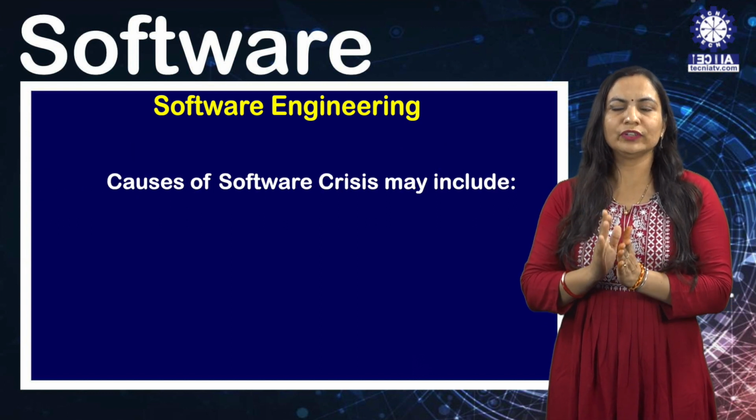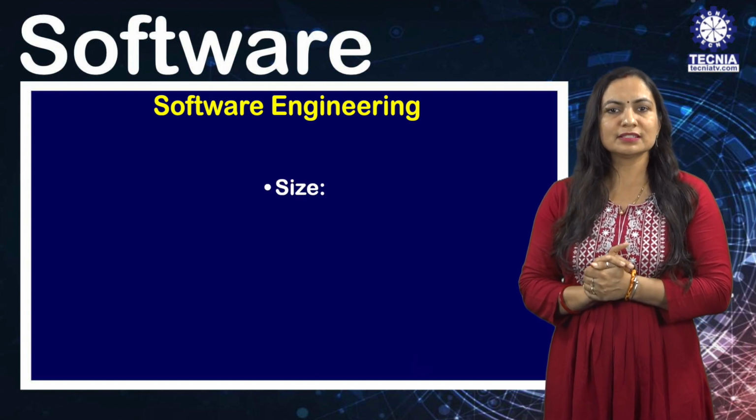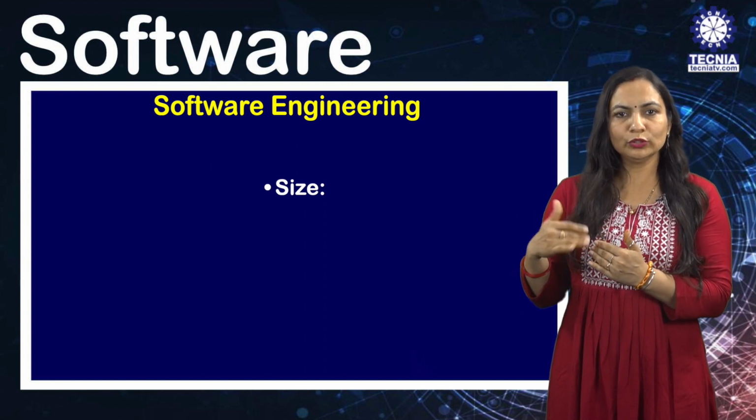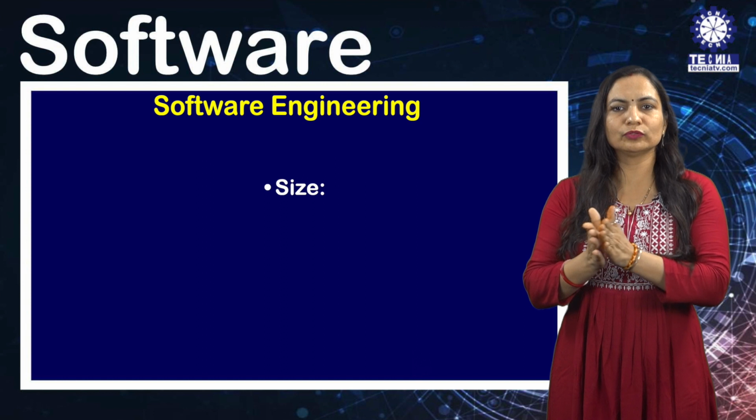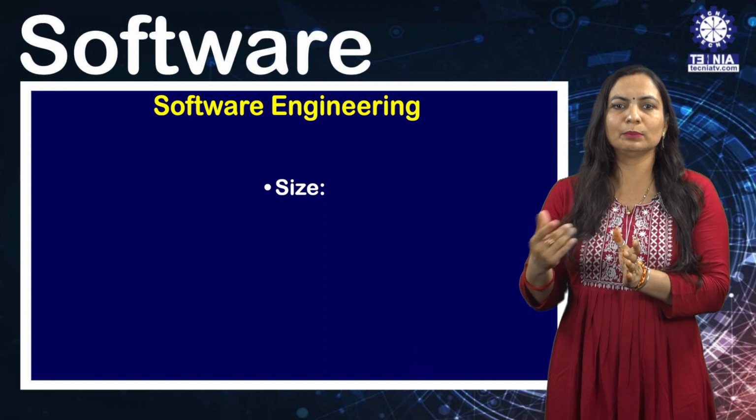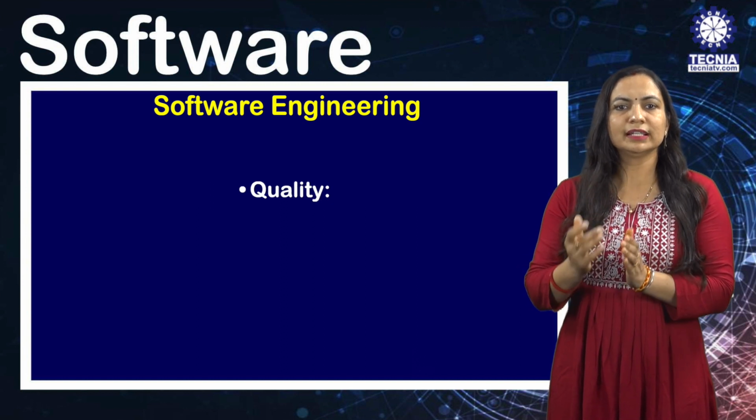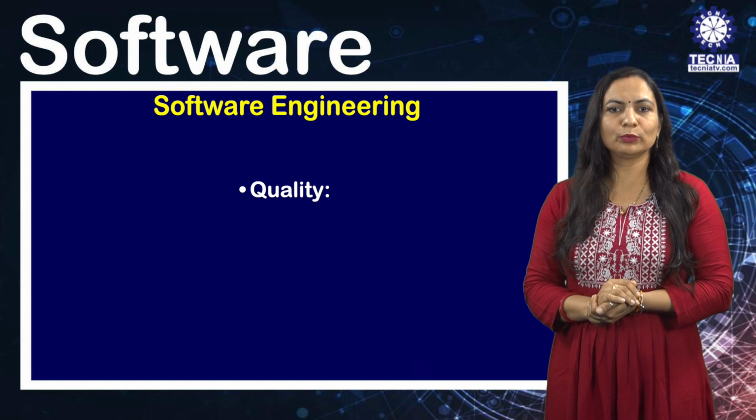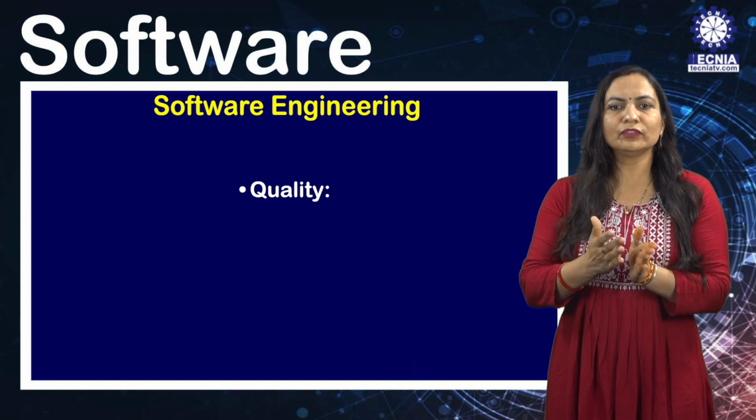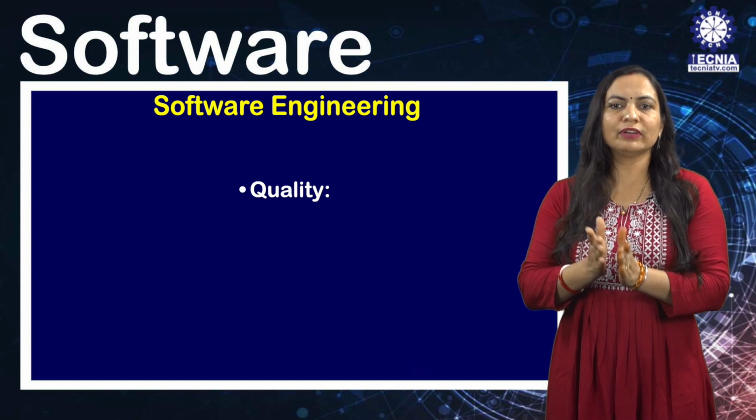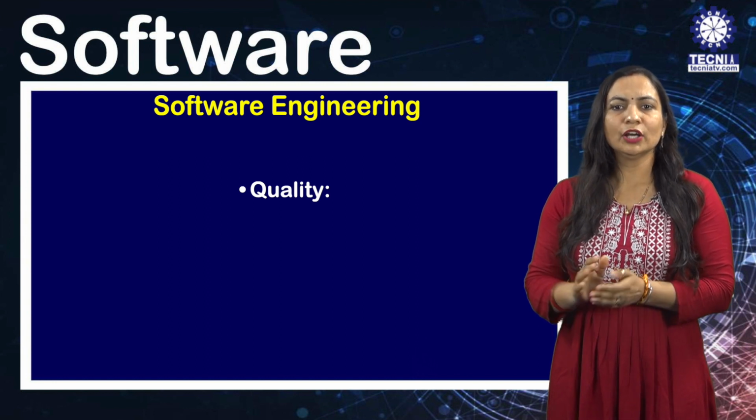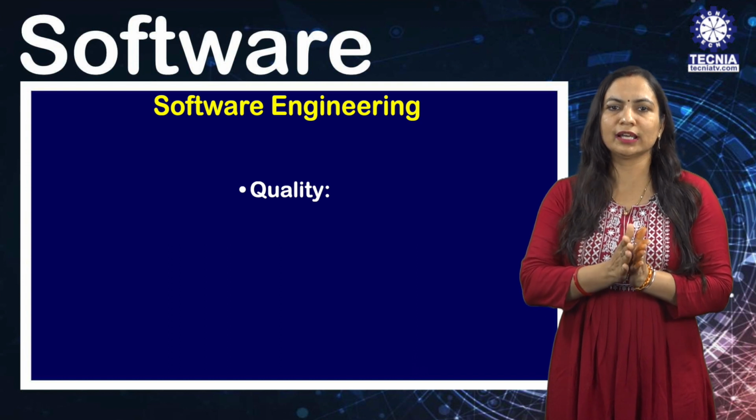The causes of software crisis may include: first is size. Software is becoming more expensive and more complex with the growing complexity and expectation out of the software. For example, the code in consumer products is doubling every couple of years. The next is quality. Many software products have poor quality, that is, the software product has defects after being put into use due to ineffective testing techniques. For example, software testing typically finds 25 errors per 1000 lines of code.